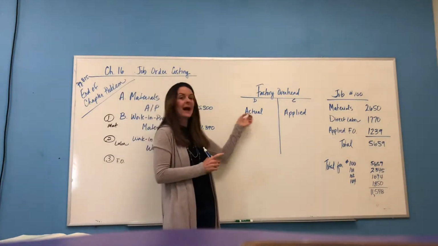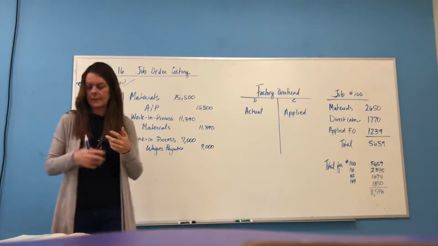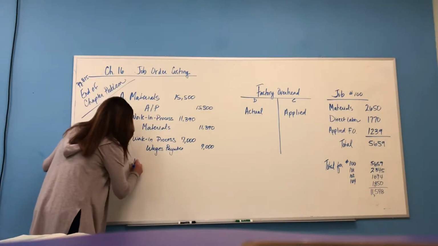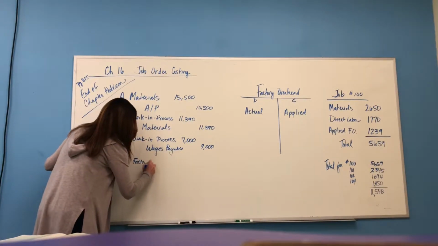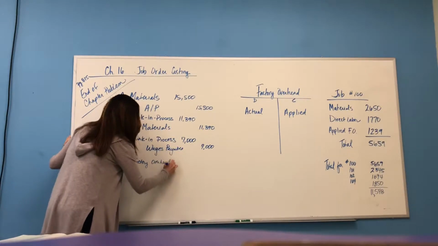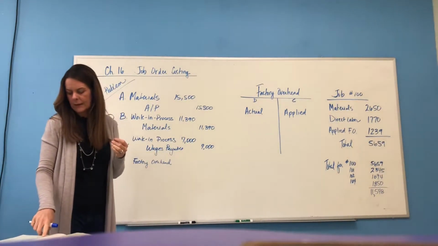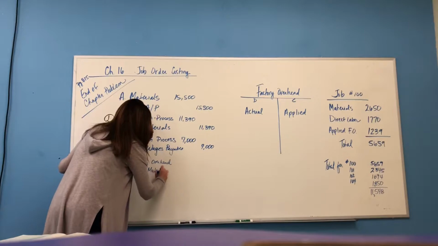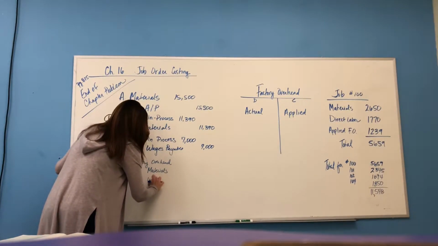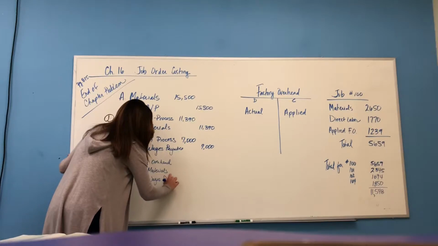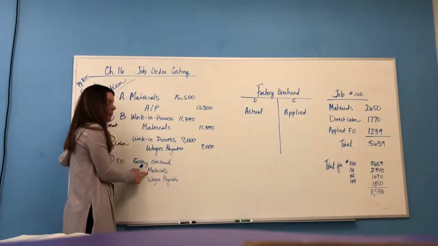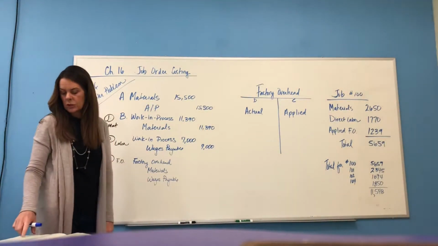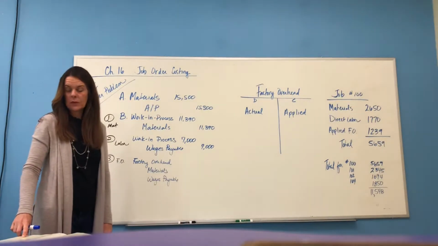So this is actual factory overhead that's been used on these 6 jobs. Since it's actual factory overhead, we're going to debit factory overhead. And then we're going to credit two different accounts. We're going to credit materials for our indirect materials, and we're going to credit wages payable for our indirect labor. So these are the 2 different indirect items that we use under factory overhead.